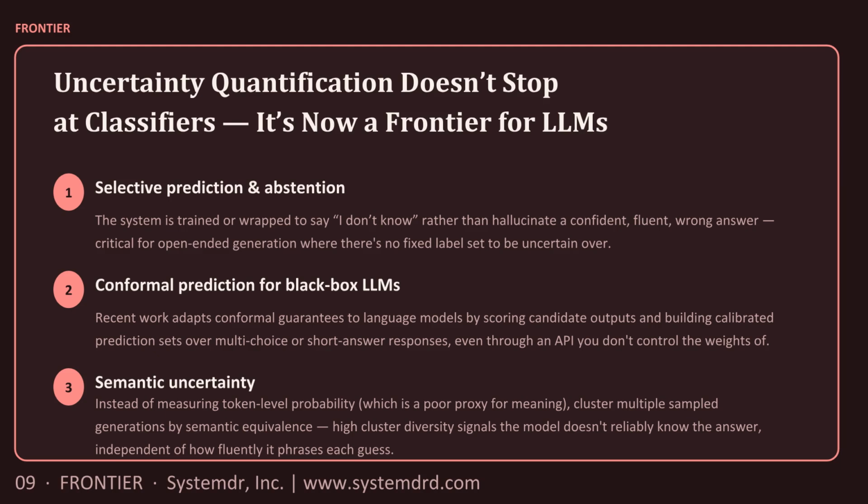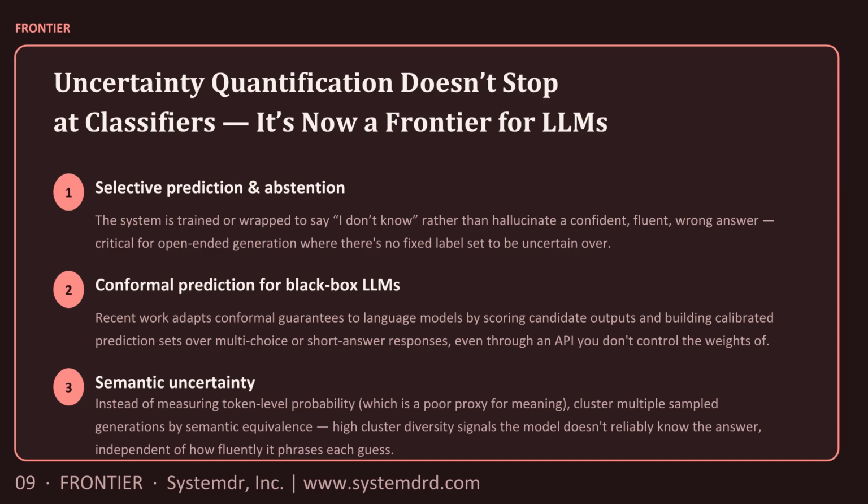Second, conformal prediction for black box language models. Recent research adapts that same coverage guarantee to LLMs, scoring candidate outputs and building calibrated prediction sets, even through an API you don't control the weights of. Same core mechanism as our earlier code, applied to a harder output space.